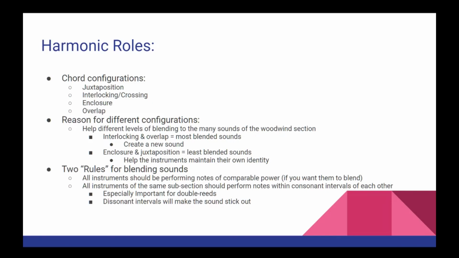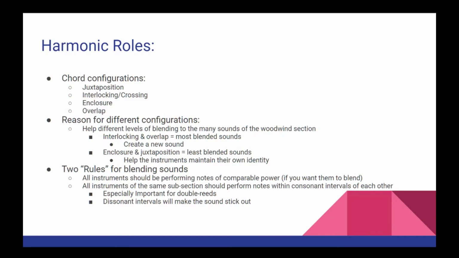The second guideline is that all instruments belonging to the same subsection, so flutes, single reeds, double reeds, should be performing notes that are within consonant intervals of the notes being performed by the other instruments of their own subsection. This is especially important for the double reeds. The reason being that if any one subsection has more dissonance in it than the others, then it will stick out as the most dominant tone color in your chord, since that dissonance will force it to stick out more so than any other subsection. If you keep these ideas in mind as you orchestrate your music, you can more fluently control the type of sound that you're getting for your music.